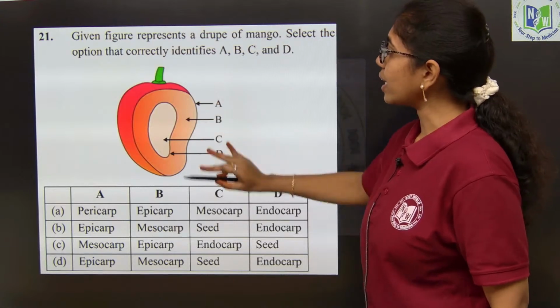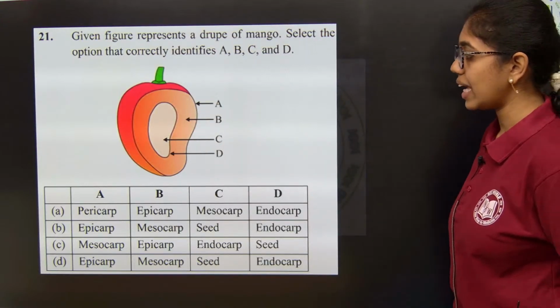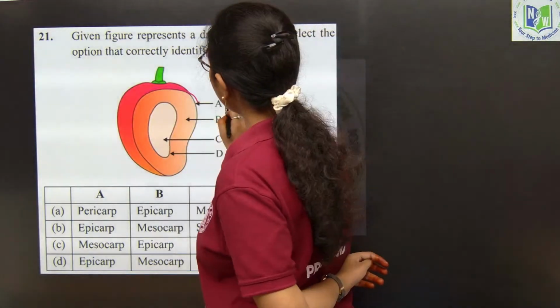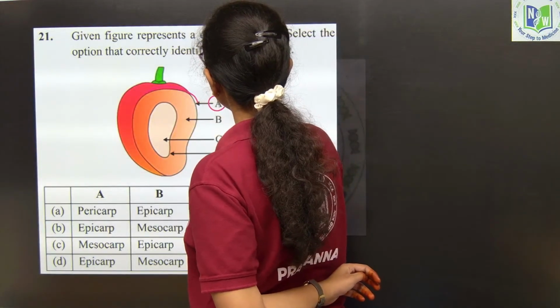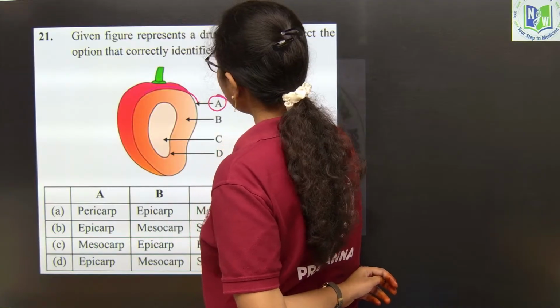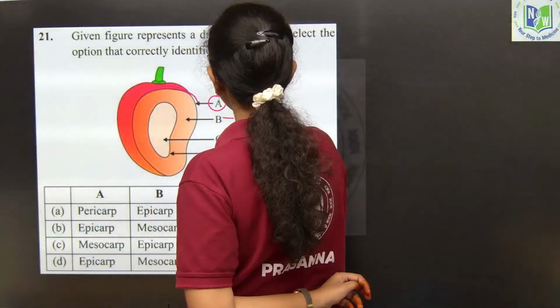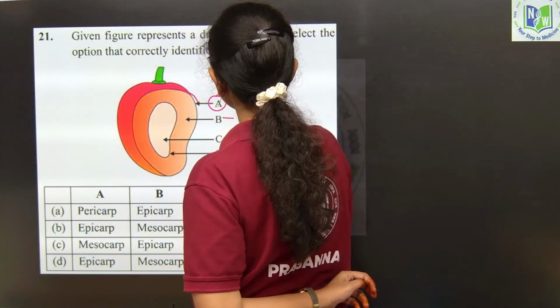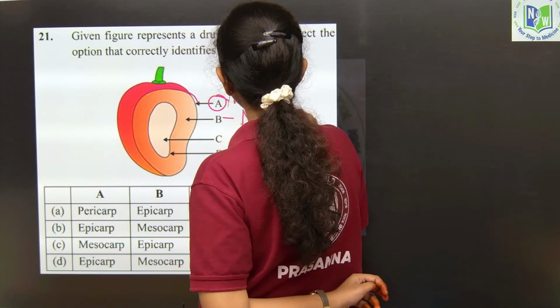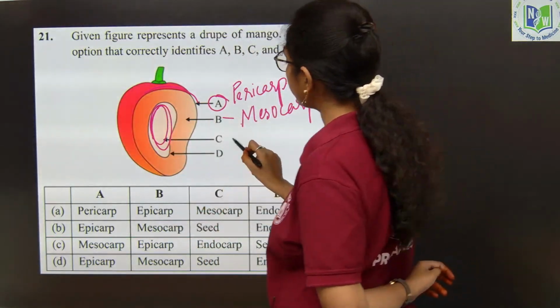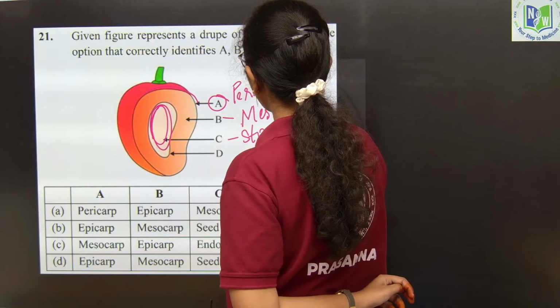Here you see, the given figure represents a drupe of mango. Select the option which correctly identifies A, B, C and D. Of course the outer layer is what? The outer layer will be pericarp. And here B is what? Fleshy mesocarp. B is fleshy mesocarp, the mesocarp which is fleshy. And C is stony endocarp.